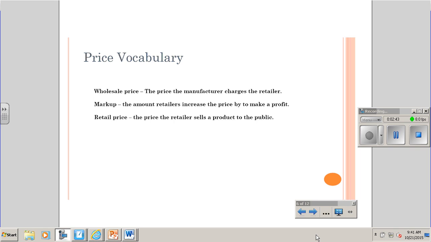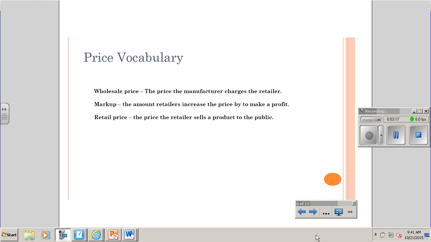If I was going to go to some of the vocabulary for this, the prices, we have wholesale price. Now that's the price that the manufacturer charges the retailer. So the retailer, if you remember, would be like the store. So let's say like Walmart. Walmart's a retailer. They buy their products from manufacturers. Okay, the manufacturer charges Walmart a certain amount of money. Okay, so that is the wholesale price, the amount that they charge, let's say the retailer like Walmart.